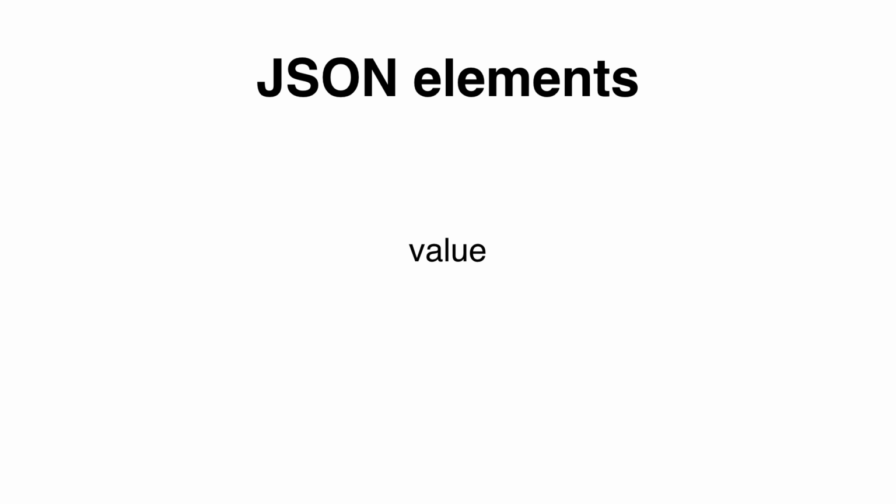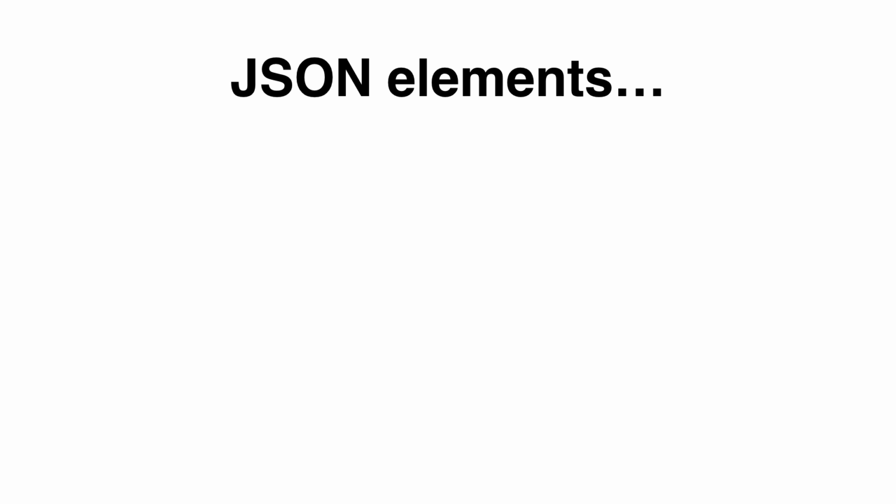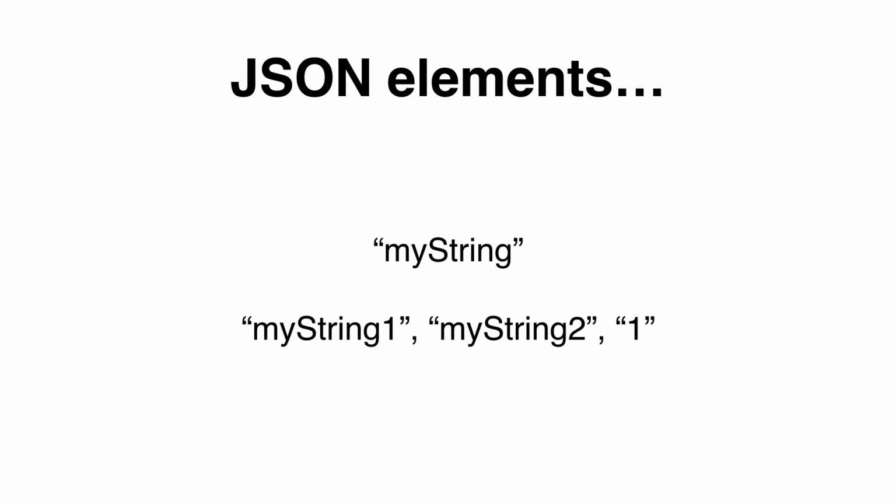An element can either be a value, or it can be a value with more elements separated by commas. Here is an example of an element with the string value of my string. This is an example of an element with two string values and a number value, all separated by commas.